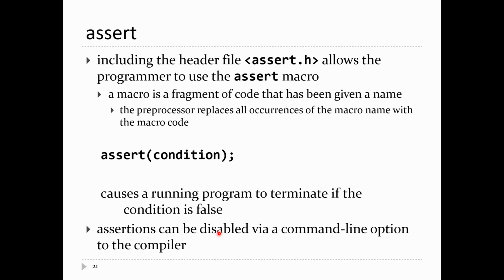When you release your code to the public, in other words, when you publish your product, you disable the assertions via the compiler. And now these conditions are no longer checked. So in other words, they disappear from your code, which means you don't pay the price of checking the condition every time you call a function.